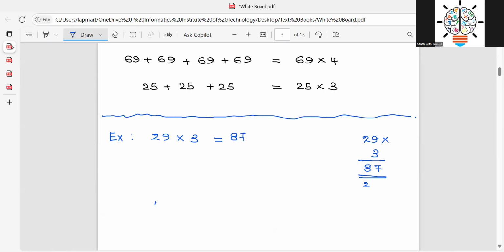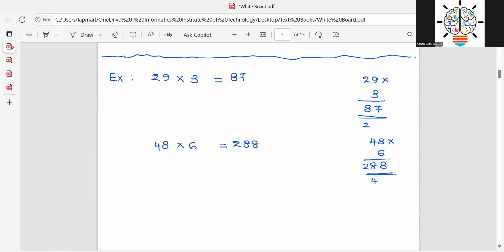Let's say I have another question. 48 multiplied by 6. I write it like this. Come here and here, 48 multiplied by 6. So then 6 times 8, 48. 6 times 4, 24. 24 plus 4, 28. 8, right? So then 48 when you multiply by 6, it gives me 288, right? It can be anything, children. Don't worry, it can be any number.